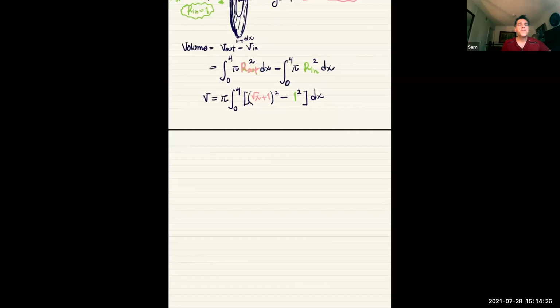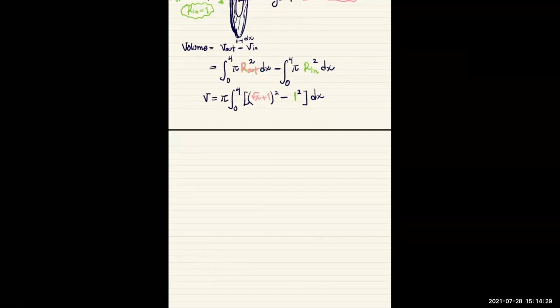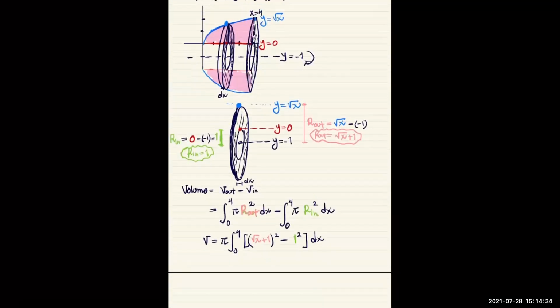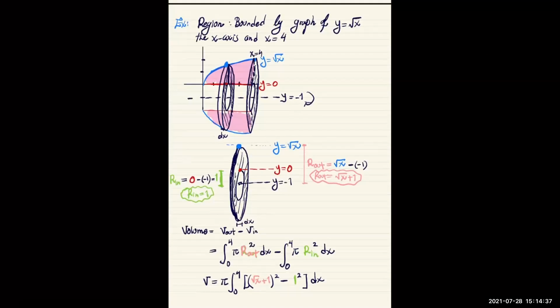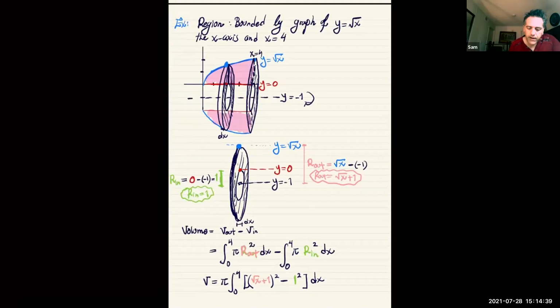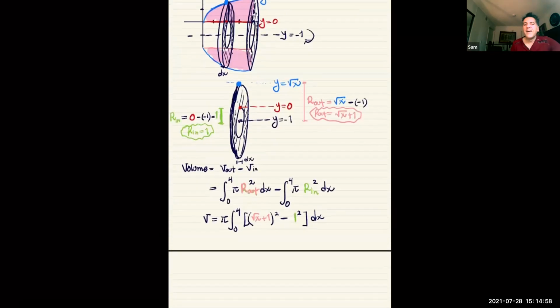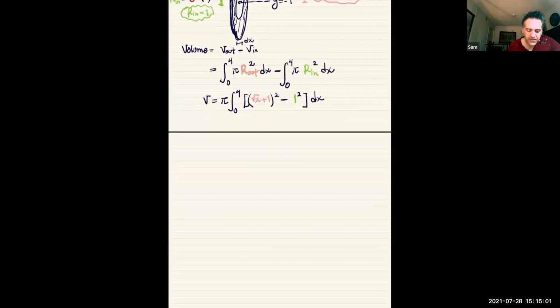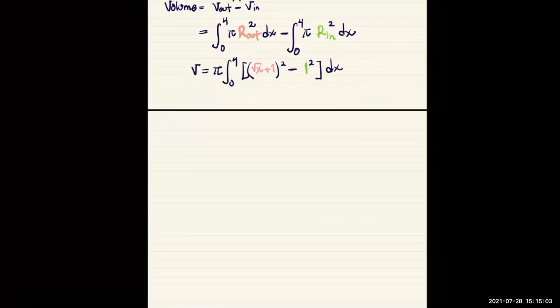Yes, no. How are you gonna word it on a test, going around y equal to -1? Okay, so region bounded by the graph of y equal to root x and the x-axis and x equal to 4 revolved around y equal to -1. There we go. Okay. The problem, I didn't notice I didn't write the whole thing.